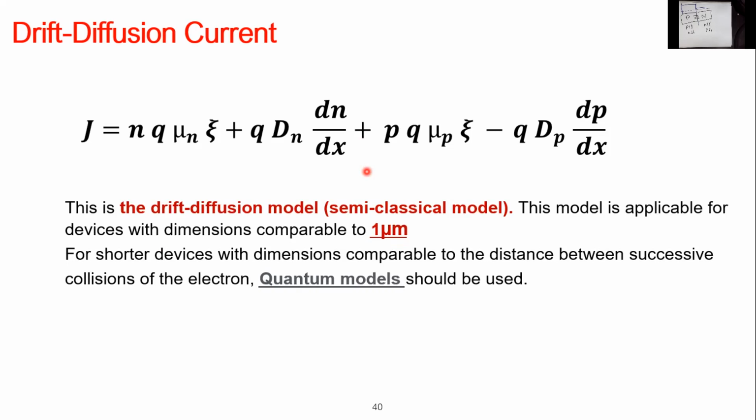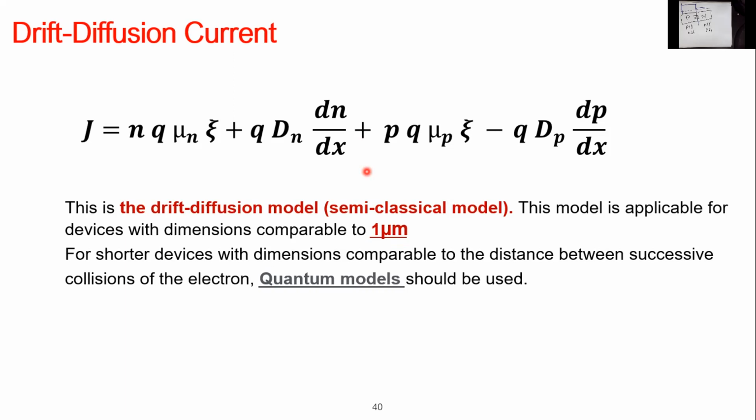But for conventional devices, whenever the dimension is relatively large, then you can use the drift diffusion model freely. This is the most famous model used to demonstrate IV curves or JV curves in different electronic devices. We call this model a semi-classical model.